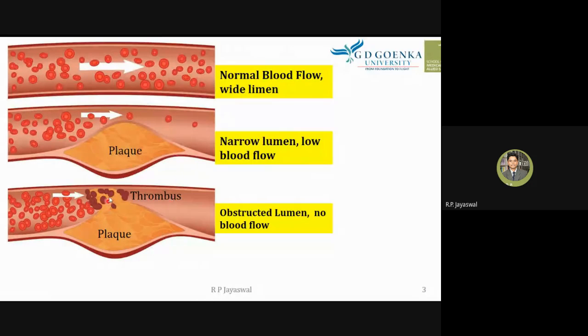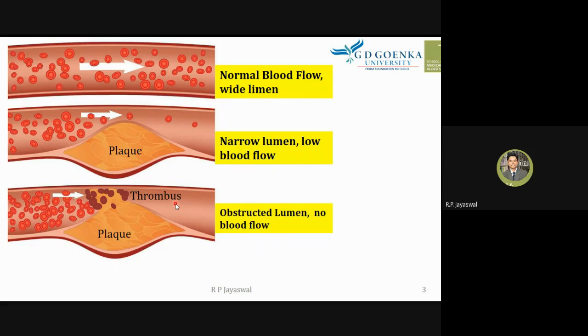So there is an obstructed lumen. The lumen is completely obstructed, and there is no blood flow. Now what will happen? This is a very severe condition, where the cells which get blood through this artery will not receive blood. The cells and tissues start to die because of the lack of oxygen, lack of nutrients, and accumulation of waste products. This cell death results in what we call an infarction, the damage.